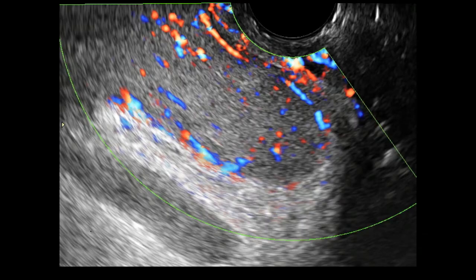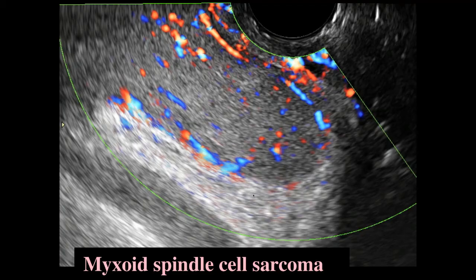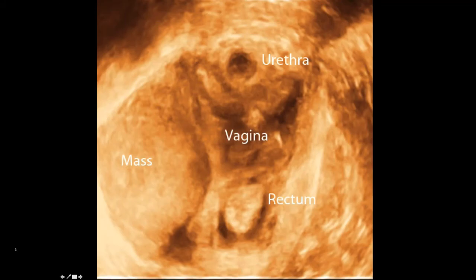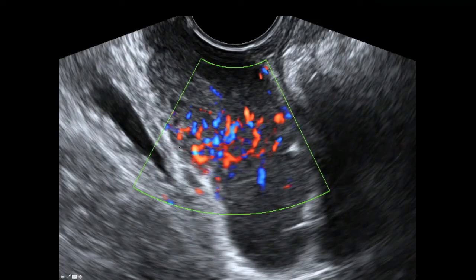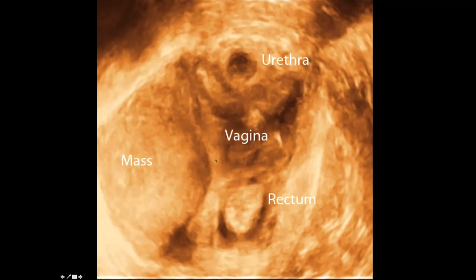Now this was another one which was huge, and this was filling the vagina and went out into the buttock region as well. I couldn't even get it all on the screen because it was so big. And this was a myxoid spindle cell sarcoma. So sarcomas live down there. They're pretty ugly looking masses. Sorry, this was actually the same mass. You can see the relationship. This was a huge mass, but you can see part of it as it's pushing on the vagina.